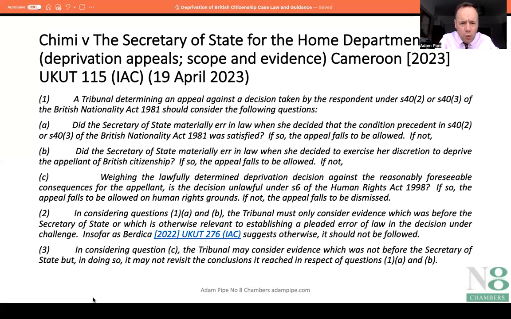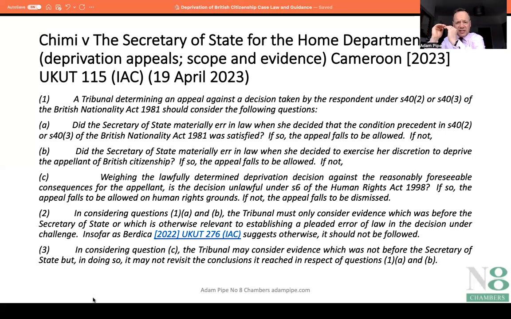C, weighing the lawfully determined deprivation decision against the reasonably foreseeable consequences for the appellant, is the decision unlawful under section 6 of the Human Rights Act 1998? If so, the appeal falls to be allowed on human rights grounds. If not, the appeal falls to be dismissed.